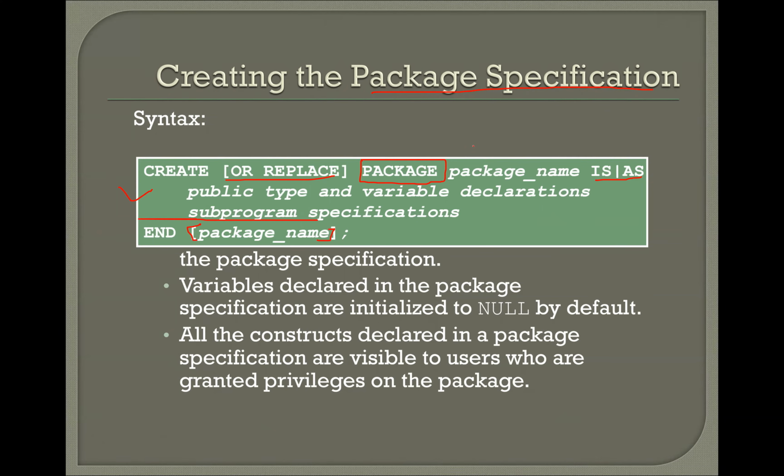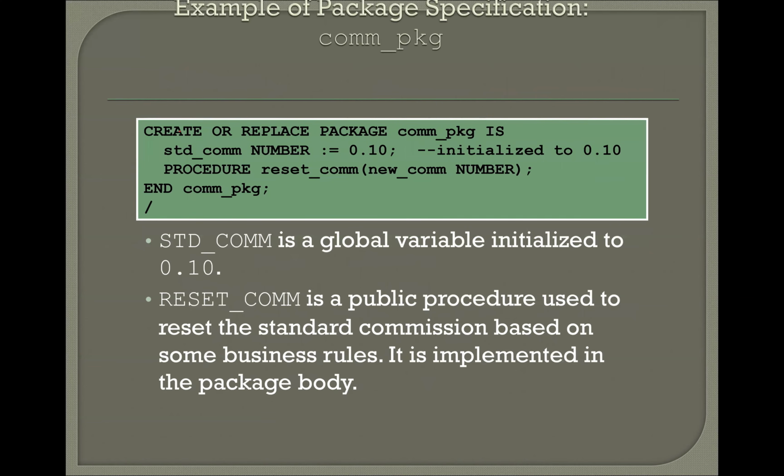If you have the package body, create or replace package, you will have one keyword here called package body. Just simply, if you have the keyword body, then that means it's a package body. If you see here, this is the package specification. We are creating one package called commission package. What is this variable? Standard commission. First we are declaring, initializing the value 10% in commission. That's it. It is the public variable.